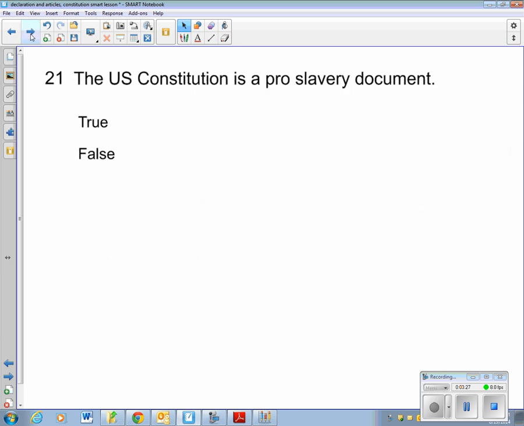All right, this is an opinion question. We'll probably get into this in class a little bit on Thursday, but the Constitution is a pro-slavery document. We'll get into that when we look at the compromises.